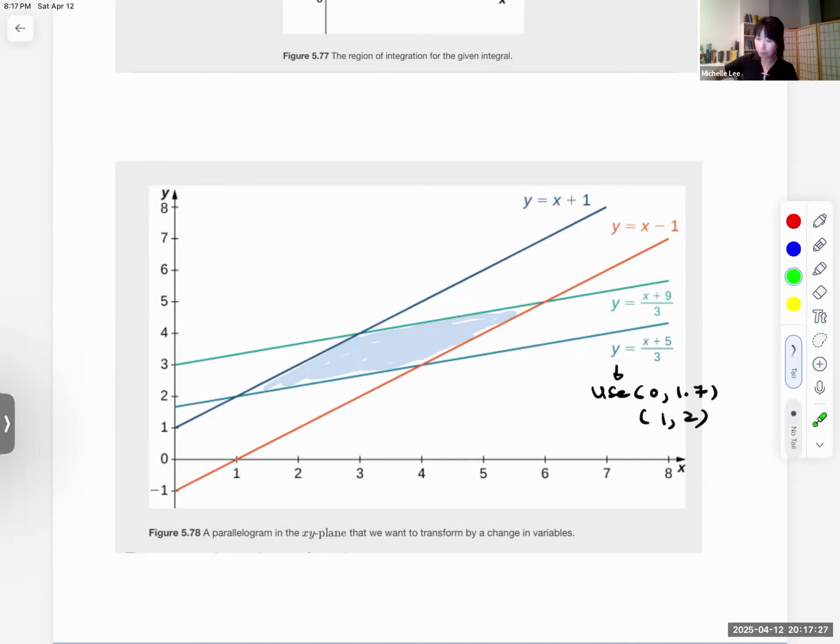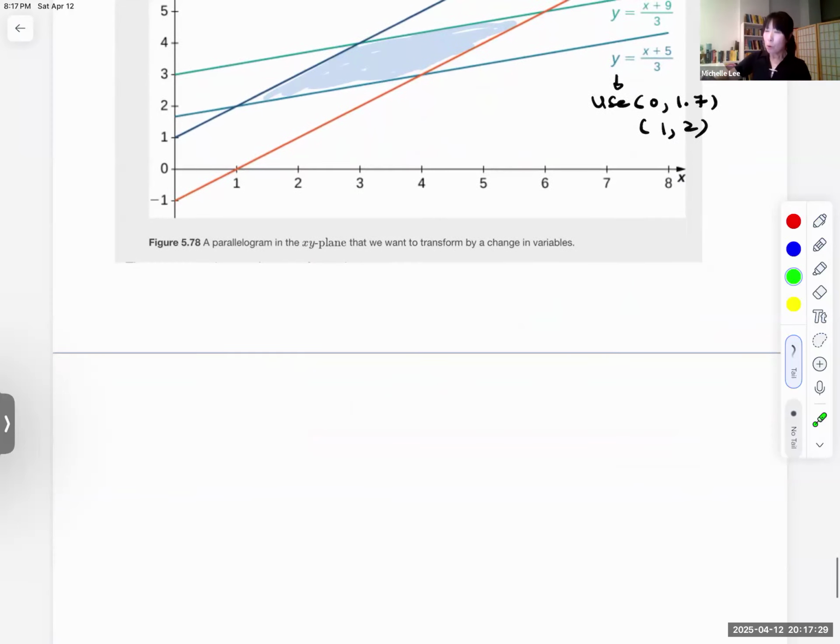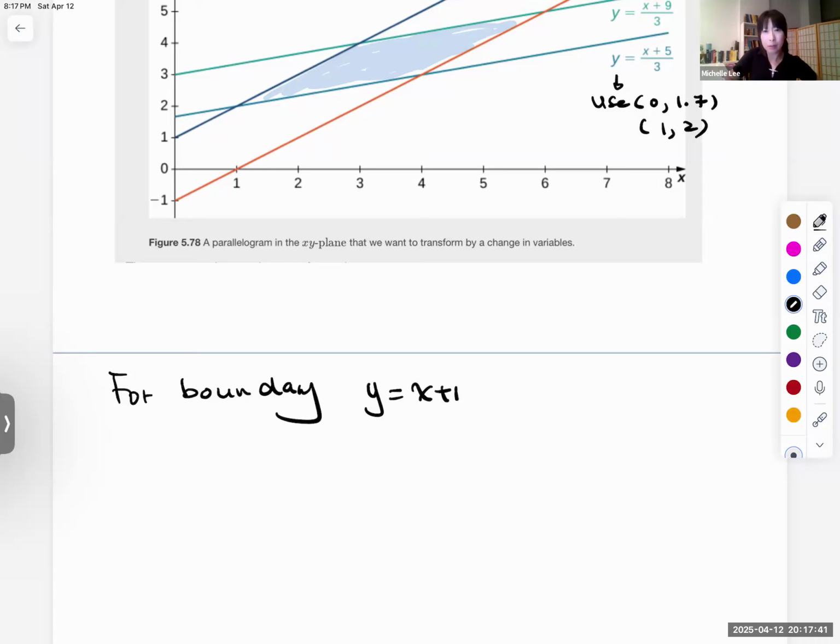Okay, now we have all the equations for the boundary, right? So for the boundary, we have y equal to x plus 1. Then we can express this one in terms of x. We move the y to the other side, and the negative 1 to the other side, right? So x minus y equal to negative 1.